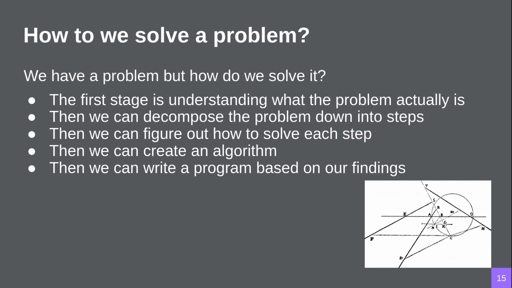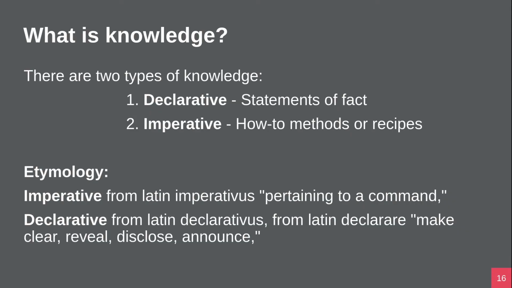Now, when we're looking at each step inside a problem, there are different types of knowledge. Okay, so there are different things that we need to know. And when you think about this, you can break everything down into these two different types of knowledge. The first type of knowledge is called declarative knowledge. And declarative knowledge is facts. Anything that's a fact is declarative knowledge. The second type of knowledge is called imperative knowledge. And imperative knowledge is knowledge of how-to methods.